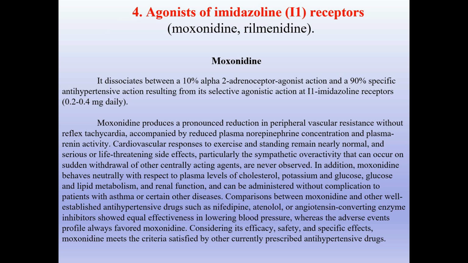In addition, moxonidine behaves neutrally with respect to plasma levels of cholesterol, potassium and glucose, lipid metabolism, and renal function, and can be administered without complication to patients with asthma or certain other diseases. Comparisons between moxonidine and other well-established antihypertensive drugs such as nifedipine, atenolol, or angiotensin-converting enzyme inhibitors showed equal effectiveness in lowering blood pressure, whereas the adverse events profile always favored moxonidine. Considering its efficacy, safety, and specific effects, moxonidine meets the criteria satisfied by other currently prescribed antihypertensive drugs.